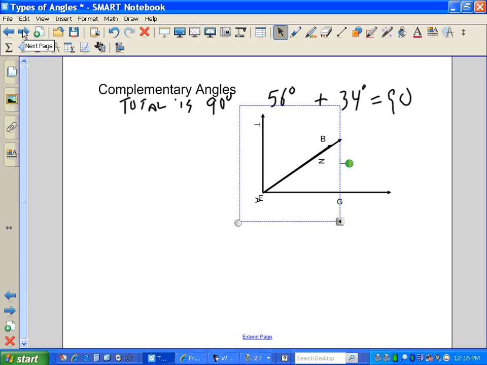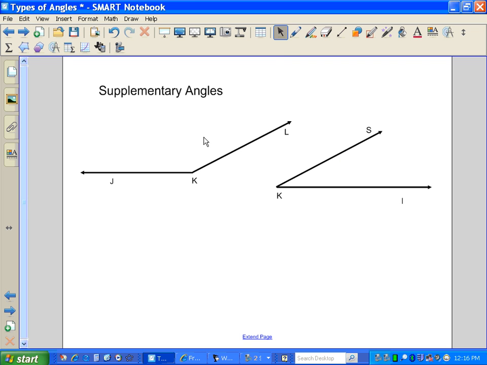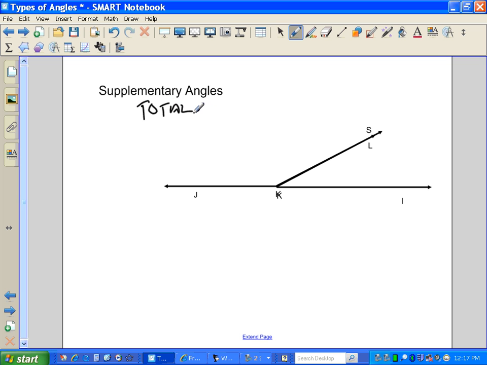The other kind of angle that we know about are called supplementary angles. I'm not going to grab the protractor and measure them. I'll just tell you that supplementary angles, if I line them up, and I believe I did, these two angles right here add up to 180 degrees. The total is 180 degrees. So if this one was 105, this one would have to be 75.